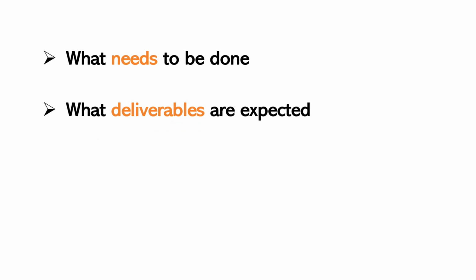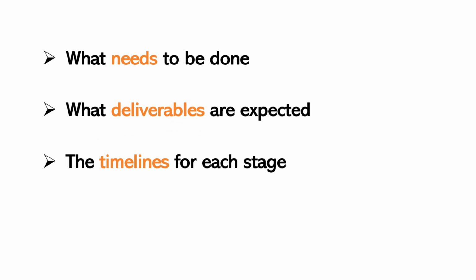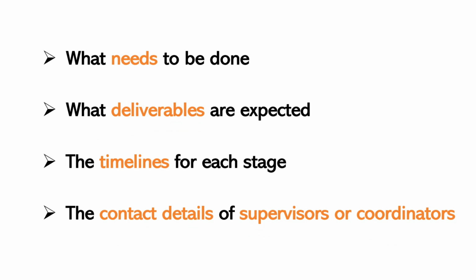7. Fieldwork steps, deliverables, timelines, and contact details. This is the operational backbone. Step by step process of what needs to be done, what deliverables are expected, the timelines for each stage, and the contact details of supervisors or coordinators. So, if anything goes wrong, the team knows exactly whom to reach out.